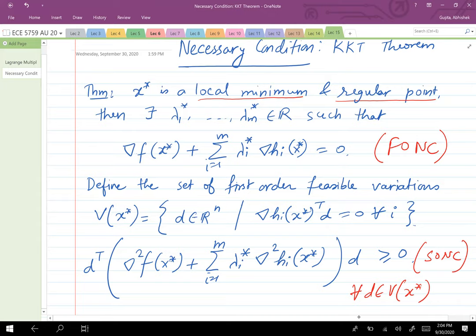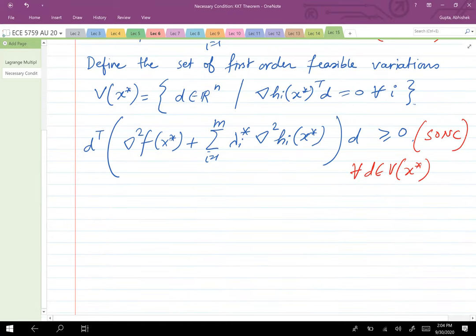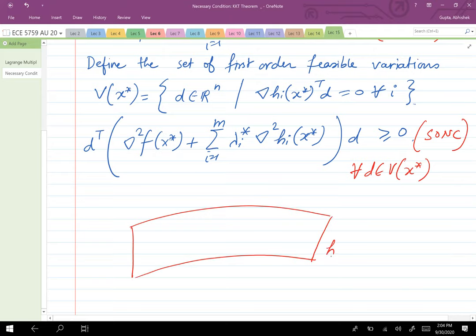Perfect. So let's look at what exactly is the set of first order feasible variations. For simplicity, let's assume that we have only one i. So this is my H1 of X equal to zero. So I have i equals one, that's it. And I pick a point, let's say this is my X star. What's the gradient of H1 at X star? That's going to be the outward normal. So this is my gradient of H1 X star. What do you think is the set of all D that is orthogonal to the first derivative at X star? What's the set of all D such that this transpose D is equal to zero?